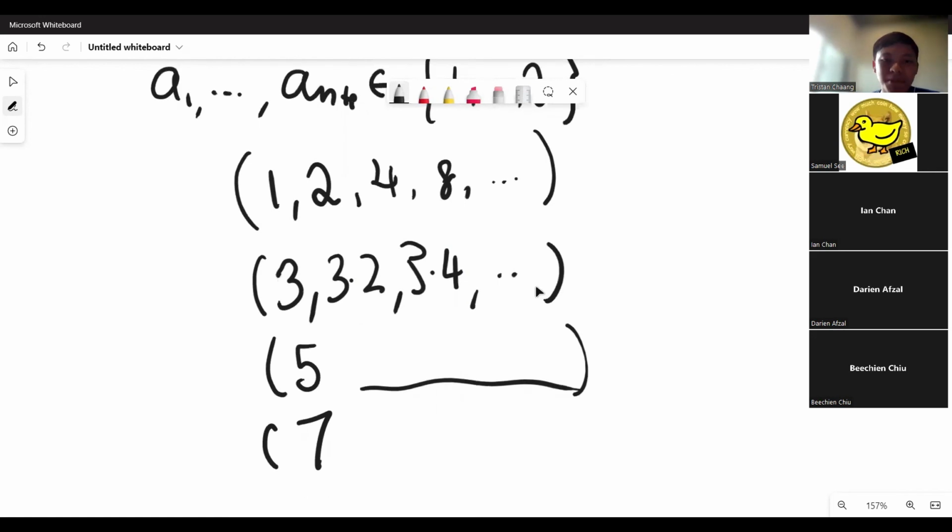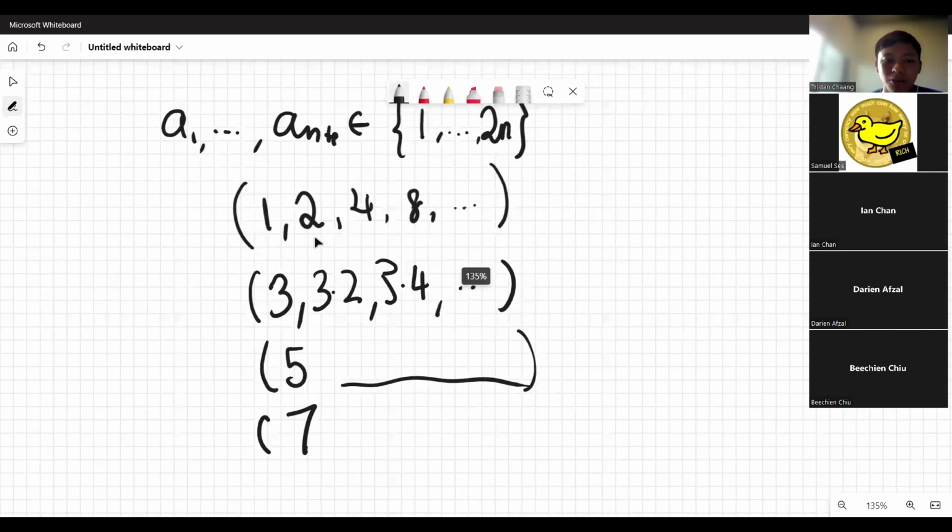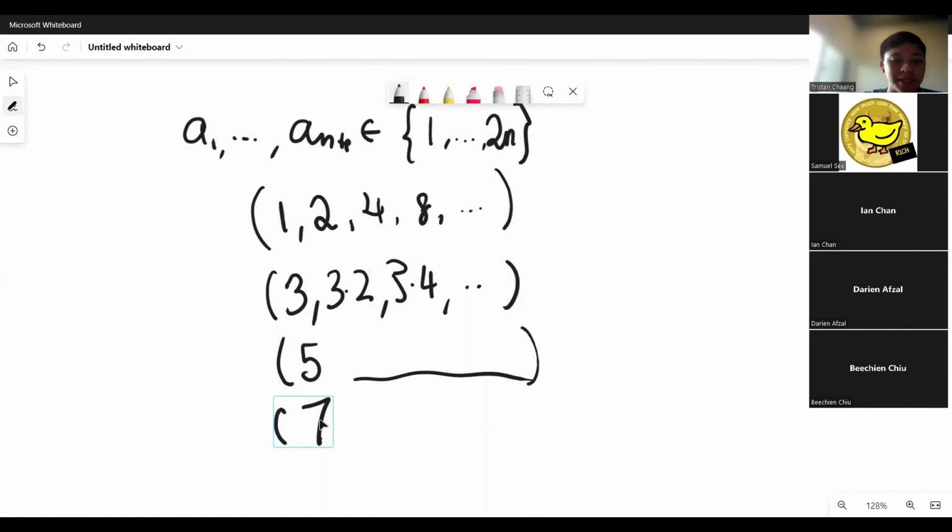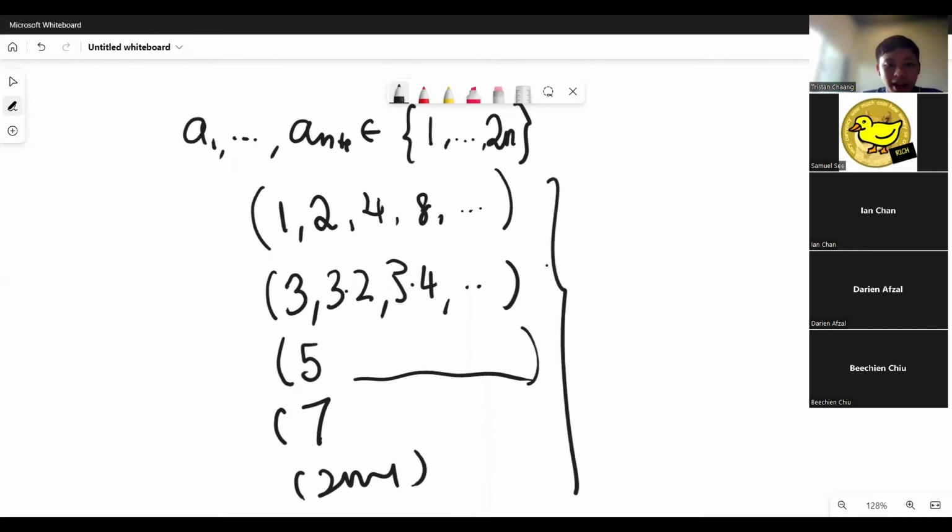So how many pigeonholes are there? 1, 3, 5, 7. In the end, it must be 2n minus 1, because that's the largest odd number that you can have. And of course, in that pigeonhole, there's only one element. So how many pigeonholes are there? There are n, right? N pigeonholes.